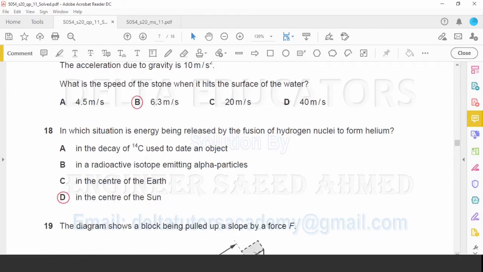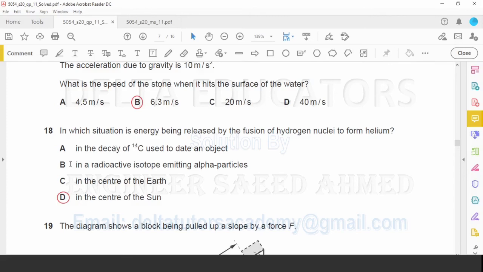Question number 18. In which situation is energy being released by the fusion of hydrogen nuclei to form helium? In the topic of nuclear physics, we have studied that fusion reaction is taking place on stars. On stars, the main source of energy is fusion. Now we will check our option. Option A, in the decay of carbon-14 used to date an object. Here carbon-14 is decaying, so it is radioactivity.